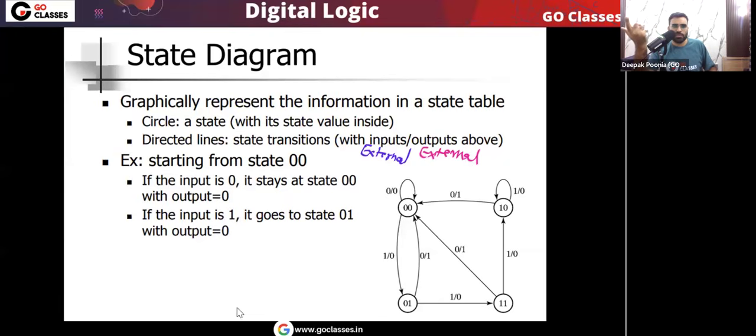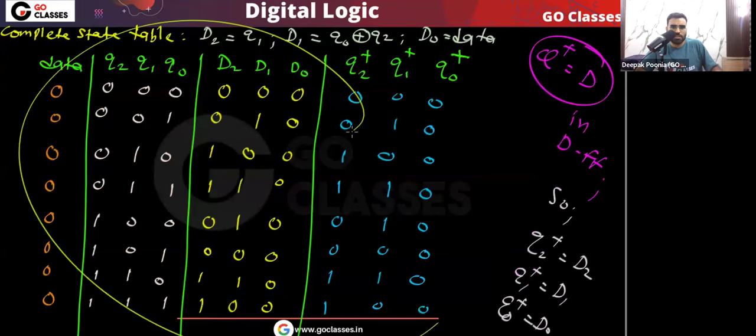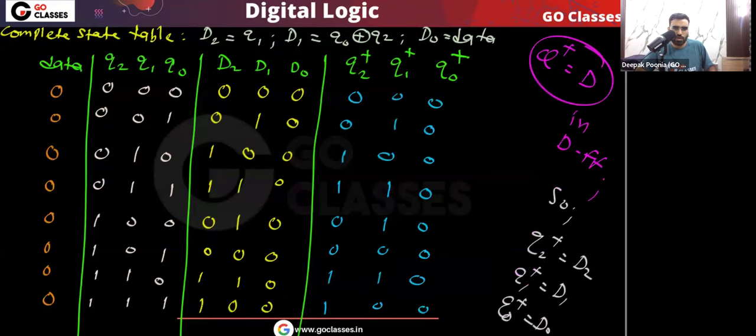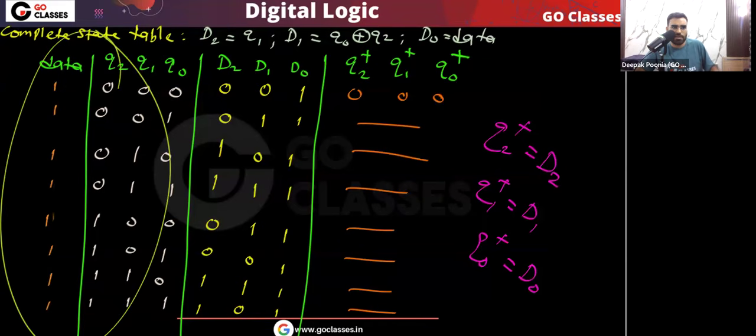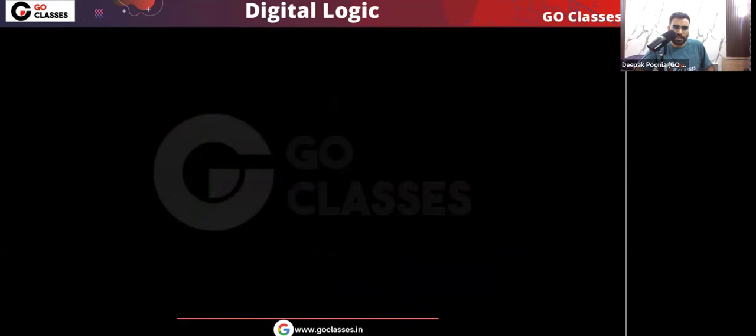In the previous lecture also we have seen how to draw the state diagram when there is external input and external output. Okay, so let's do this. Once we have the state table, you can see 8 rows of the state table are here when data equals 0 and 8 rows are here when data equals 1. In total we have 16 rows in the state table. Now we can draw the state diagram. So let's see what will be the state diagram.